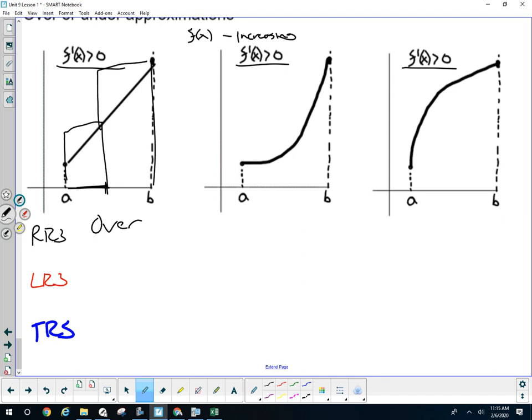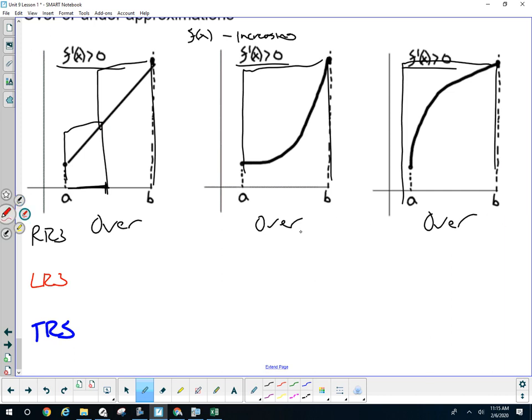Now, it turns out you don't have to use 2. You could just use 1. From A to B, if I use a rectangle over the rightmost point, the right Riemann sum stays over regardless of the concavity. This is not something that you're going to memorize in the future. This is something that you can understand and visualize. If your function is increasing, concavity does not matter. Your approximation's going to be over. Please write a little note to yourself to the right of this saying concavity does not matter.